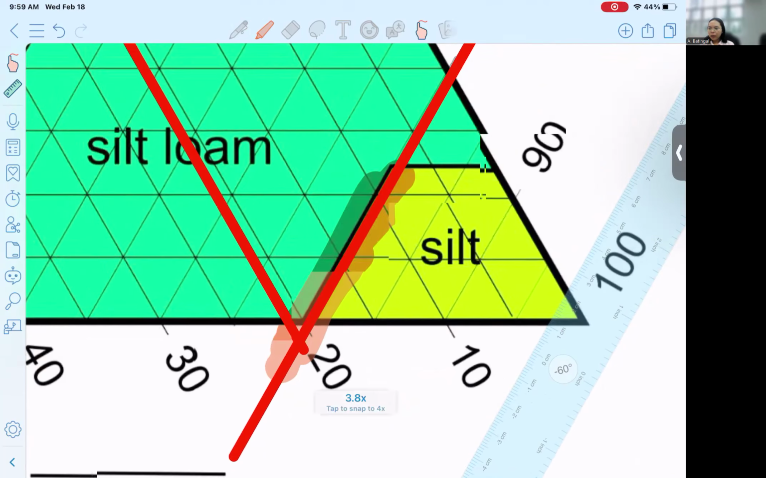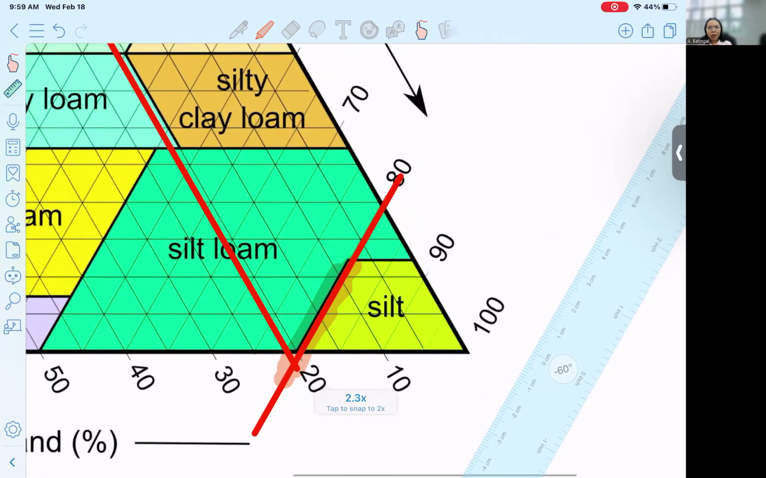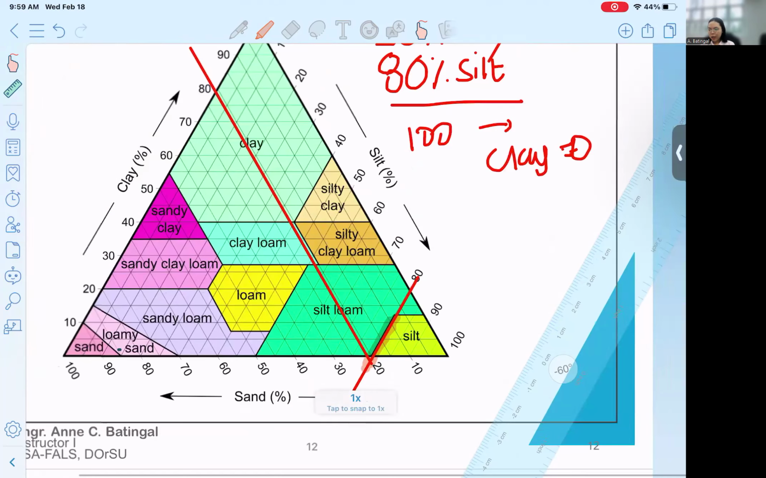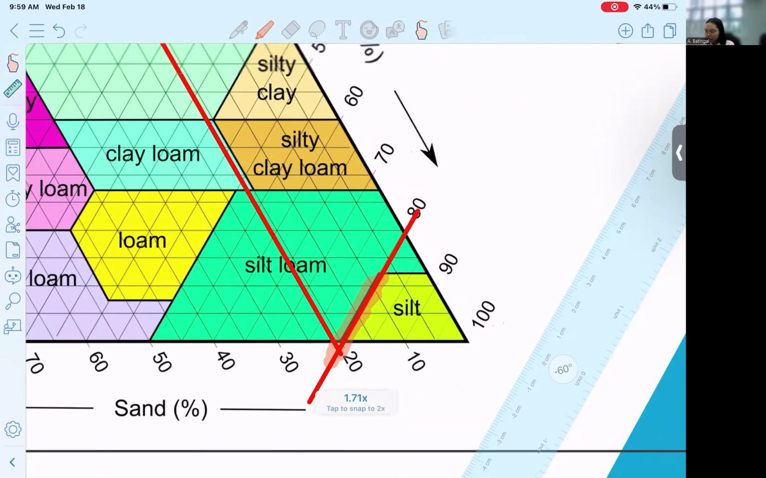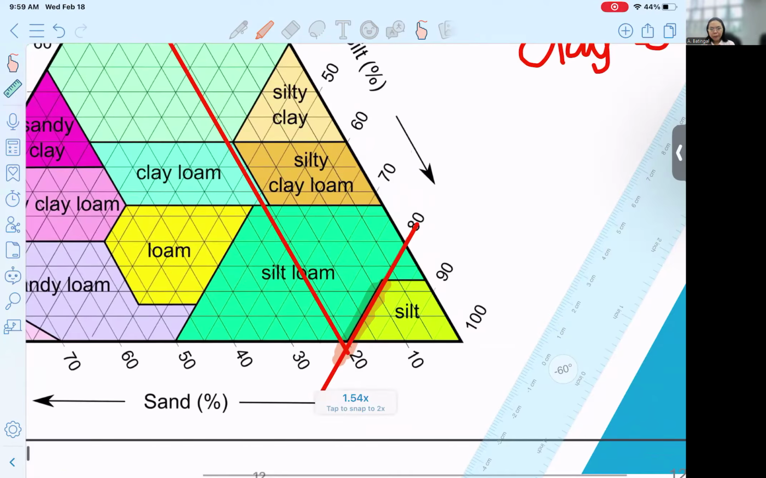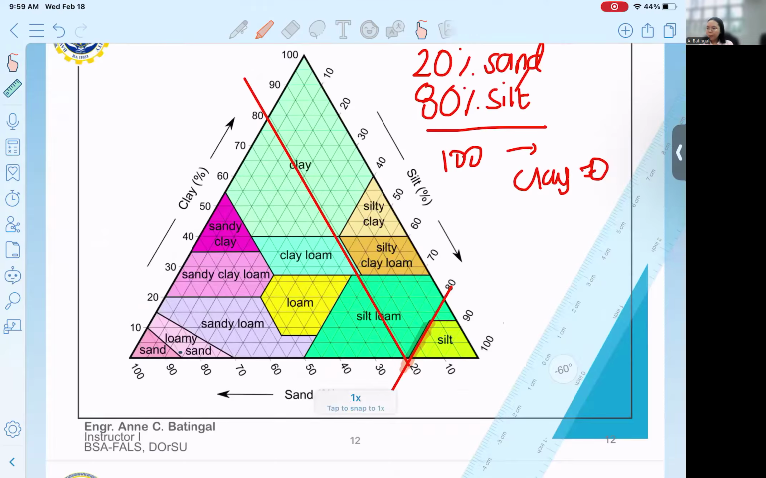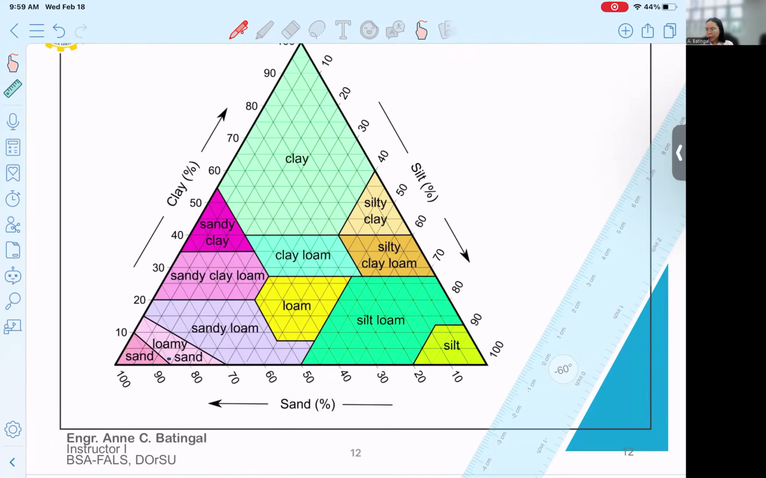Usually, you look to the right. So you can classify your soil as silt, because 80% of it falls within your silt component. Silt, right? Correct. Or it could be silt loam. Next is another example. It is silt loam, rather. Okay, it is the lower limit of silt.